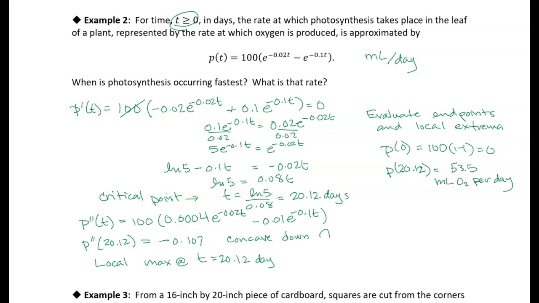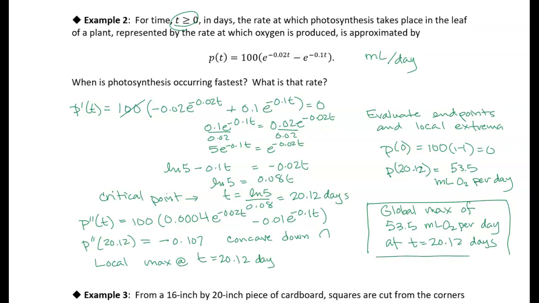All right, and it's concave down, and there's only one critical point, so it's not going to get any bigger than that. So the conclusion is that we have a global maximum of 53.5 milliliters of O2 per day, at t equals 20.12 days. Okay, so that is our conclusion.